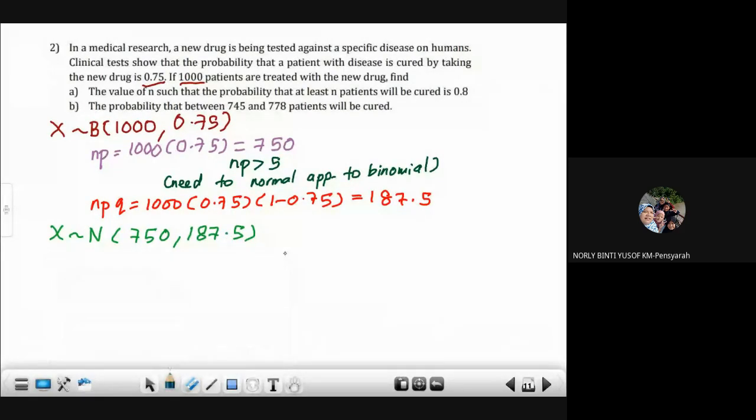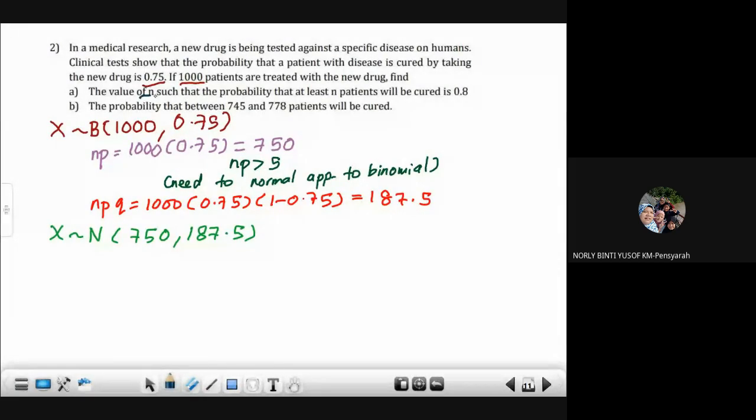So bila dah buat, dah tahu soalan ni normal approximate kepada binomial. So ada soalan binomial tak perlu buat normal approximate. So you have to understand based on syarat ni lah. N large dengan NP lebih besar atau sama dengan 5. Tapi ni lebih besar daripada 5 lah. Okay, lepas tu baru baca.